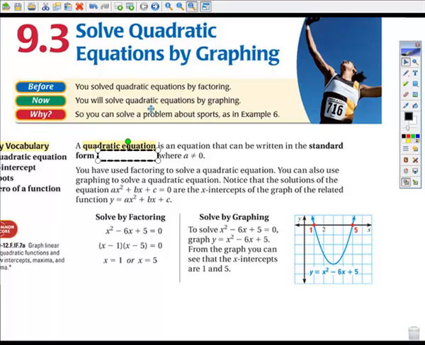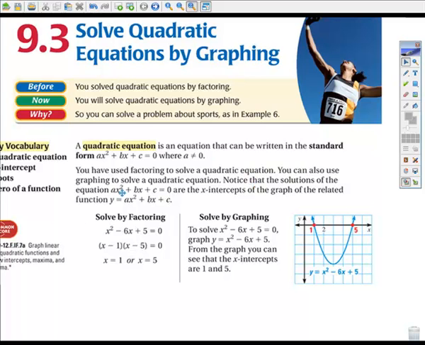the standard form. Ax squared plus bx plus c equals 0, where a is not equal to 0. Because if a were to equal 0, then the x squared term would not exist, and that would make it a linear function. And we're looking at quadratics. So again, you've used factoring to solve the quadratic equation. You can also use graphing to solve it.